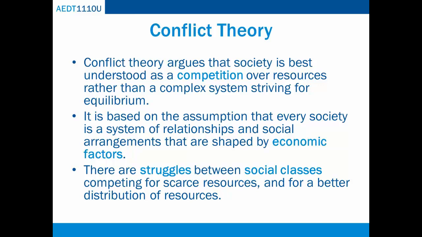As a result, there are struggles between social classes competing for scarce resources, such as control over the means of production, such as land, factories, and natural resources, and for a better distribution of resources, including money, food, and material goods. The interest of the dominant class is to maintain its position of power over the subordinate class by extracting as much profit as possible from their work. Conflict theory emphasizes that economic power is entrenched so deeply that progressive changes are only possible if workers become aware of the need for change and take action to make major changes in the organization of the economy.